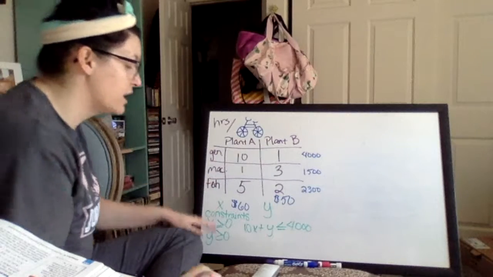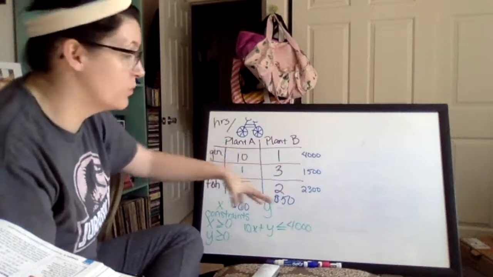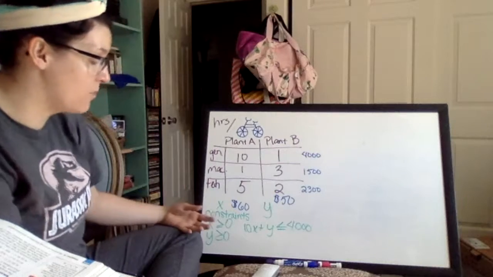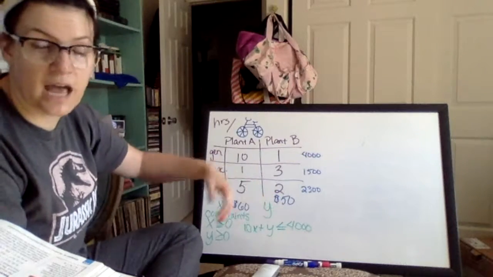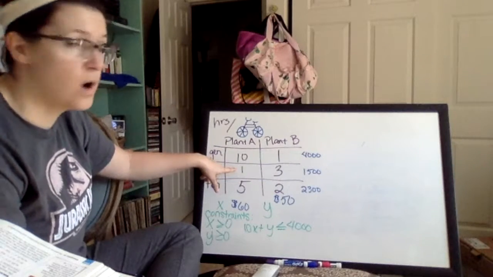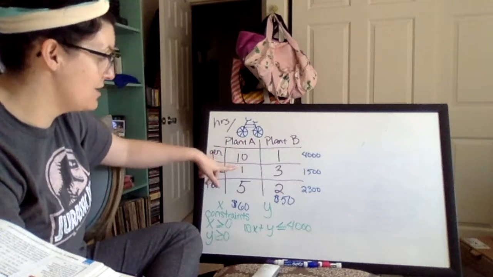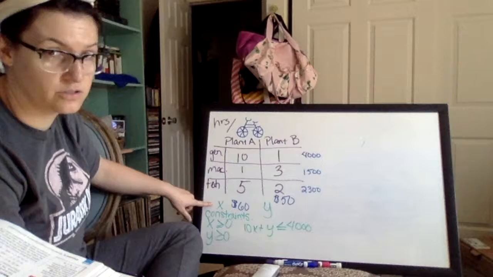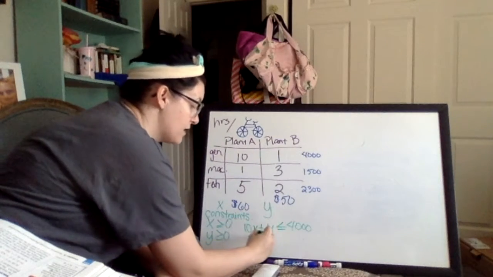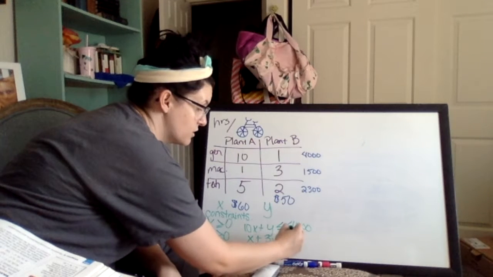And then for machine labor, for machine time, so 1 and 3, but when we add them together, can't be bigger than 1,500. And just as a reminder, the x and the y represent how many bicycles each one is making. So if we multiply x times 1, that's how many machine time hours plant A uses to make x bicycles. So x plus 3y must be less than or equal to 1,500.